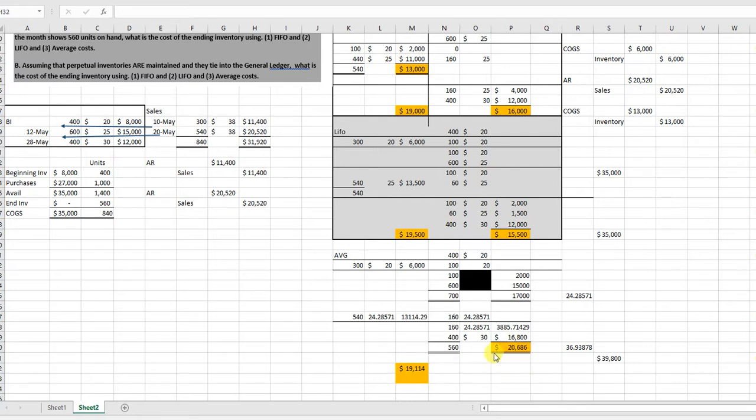Okay, so you notice that I said my numbers don't make sense. Now, if you look at this, if I want to check my numbers, I know that my beginning inventory plus purchases is $35,000. So I can take my FIFO, and if I take my $19,000 for cost of goods sold plus my $16,000 for ending inventory, that equals $35,000. If I take my LIFO, I take my $19,500 plus my $15,500 ending inventory, that equals $35,000. But if you notice, if I do this for average, it doesn't. So that's my big indicator that I've got an error in here.